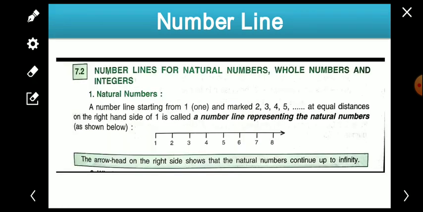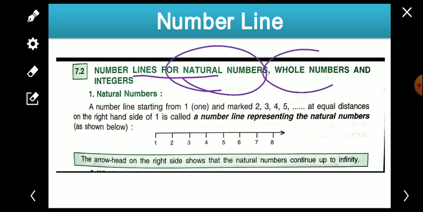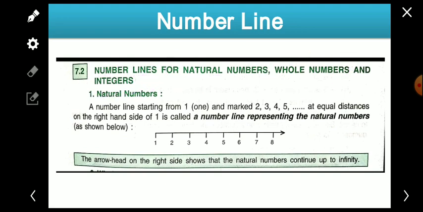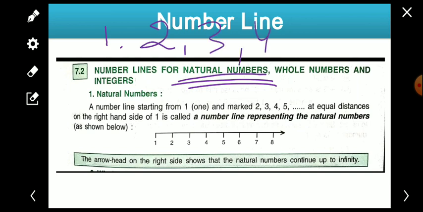Now, the number line for the natural numbers, whole numbers and integers. A basic difference is there between the number lines for the natural numbers, the whole numbers and integers. Natural numbers are always positive integers only, 1, 2, 3, 4, 5, 6, like this, and they start with 1. These are the natural numbers. So obviously, since natural numbers start with 1, on the number line also it should start with 1.